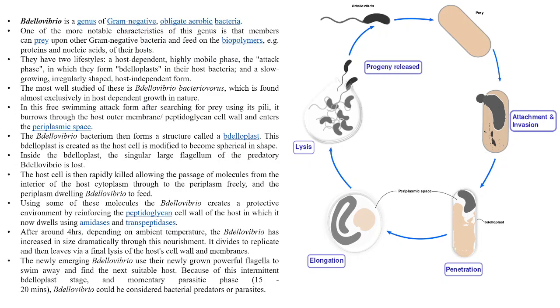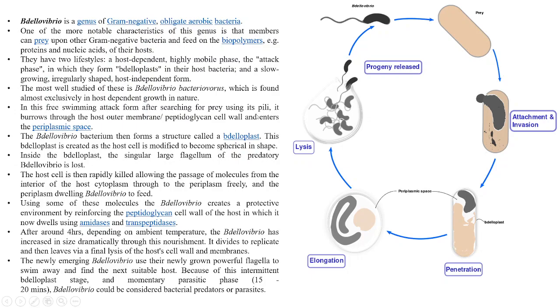Very important. They don't attack gram-positive bacteria. And the reason might be because gram-positive bacteria don't have a prominent periplasmic space. Gram-negative bacteria have a very prominent periplasmic space. So what happens, the Delovibrio attacks the host, the gram-negative bacteria. It goes into the periplasmic space. It forms a structure which is called deloblast in the host bacteria, and which is a very slow growing, irregular shaped and host dependent form.